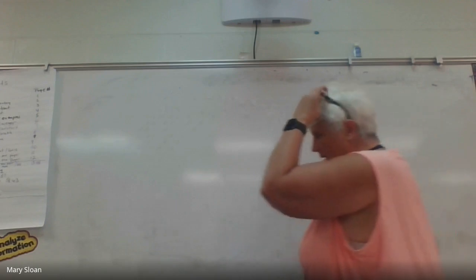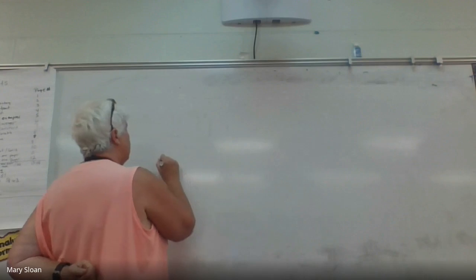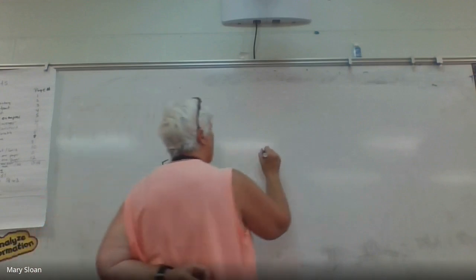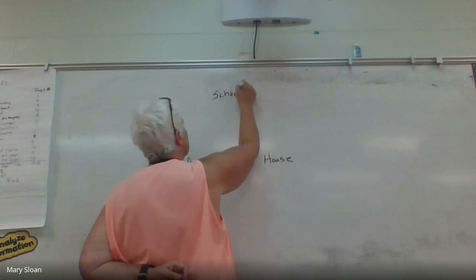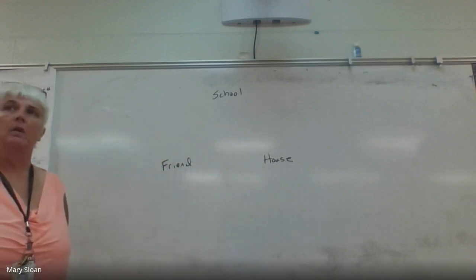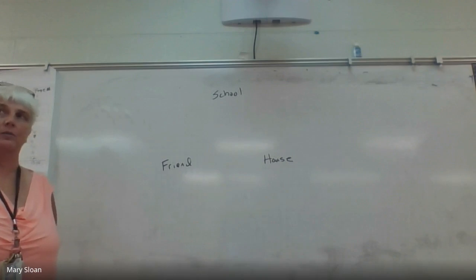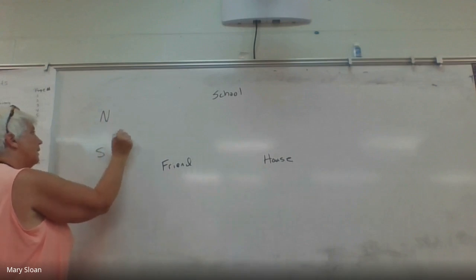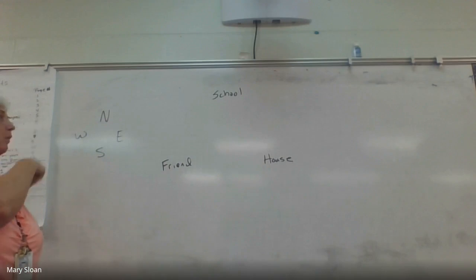Say in our book, it showed one. Let's say that we have a friend, okay, and we have our house, and we have a school, okay? So what we're going to say is that we left our house. First thing you'll need to do is do your north, south, east, and west, because that is going to be important just in case. I always draw mine, so I'll make sure I know which direction I'm going in.